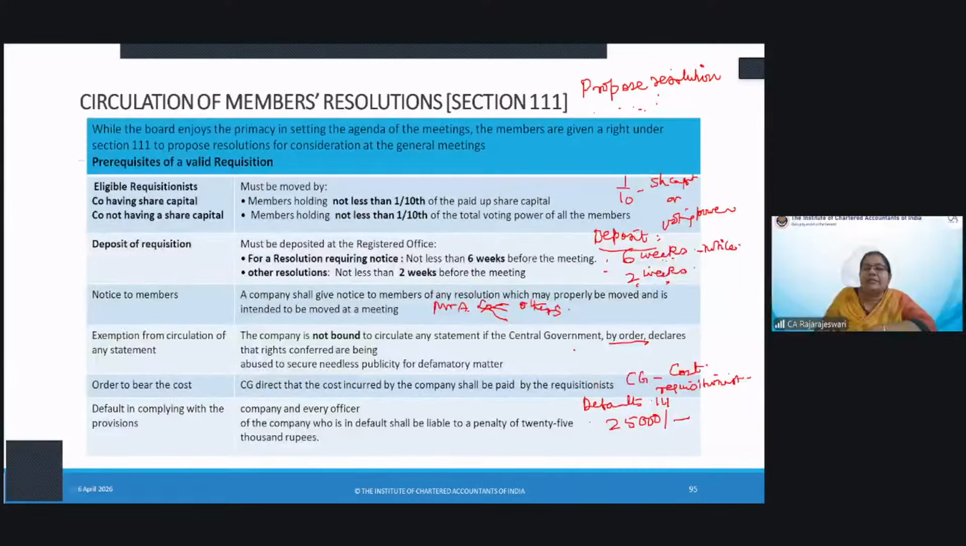So the members' resolutions could be circulated. The rule is that it could be circulated. If the central government prohibits, then the company is not bound to circulate it. Then the central government can also order the cost to be borne by the requisitionist. And if the company or any officer fails to comply with the provisions, then both are liable for 25,000 rupees as penalty.